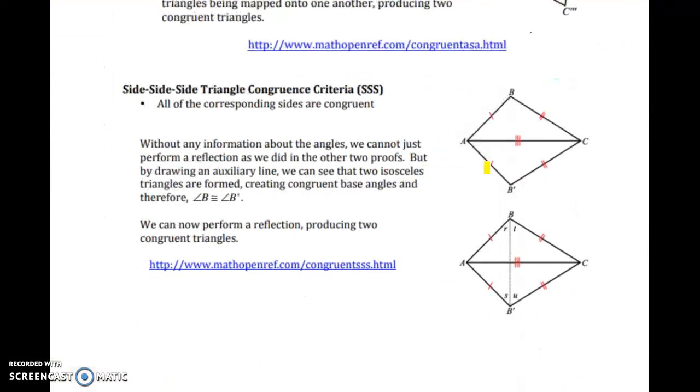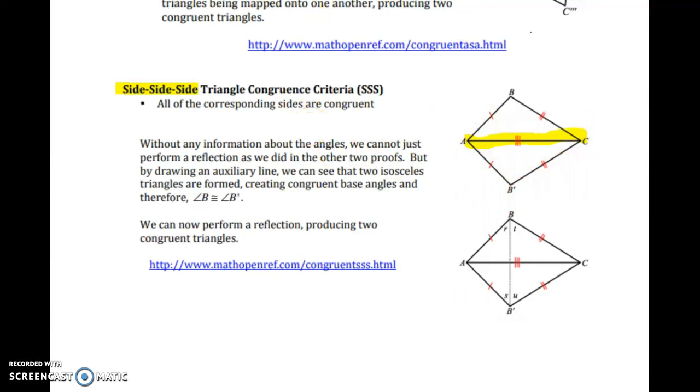Our second method is side, side, side. Again, if all corresponding sides are congruent, then the 2 triangles are congruent. And again, we can see that there exists a rigid motion that would map triangle ABC onto triangle A prime, B prime, C prime.